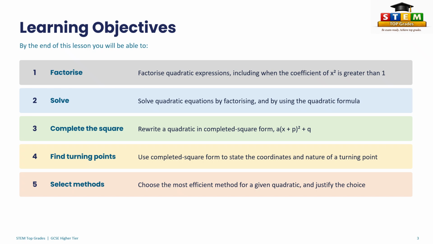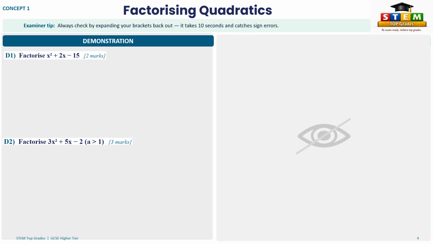Finally, you'll be able to select methods, that is to choose the most efficient method for a given quadratic and justify the choice of using a particular method. So let's look at the first question. Okay, the examiner's tip over here for factorizing quadratics is always check by expanding your brackets back out. It takes 10 seconds and catches sign errors.